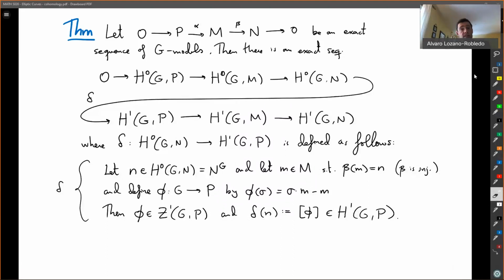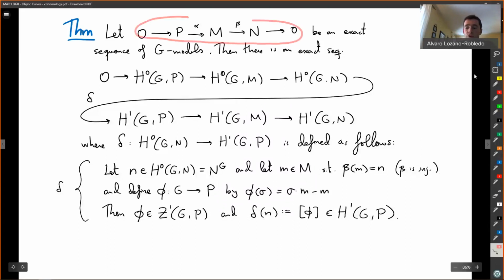Just a recap, remember what we were trying to do was start from a short exact sequence of G modules, and then look at the exact sequence that you get when you take G invariants. It turns out that that is not always exact on the right, and we're trying to fix that, find some G module that would make that exact.